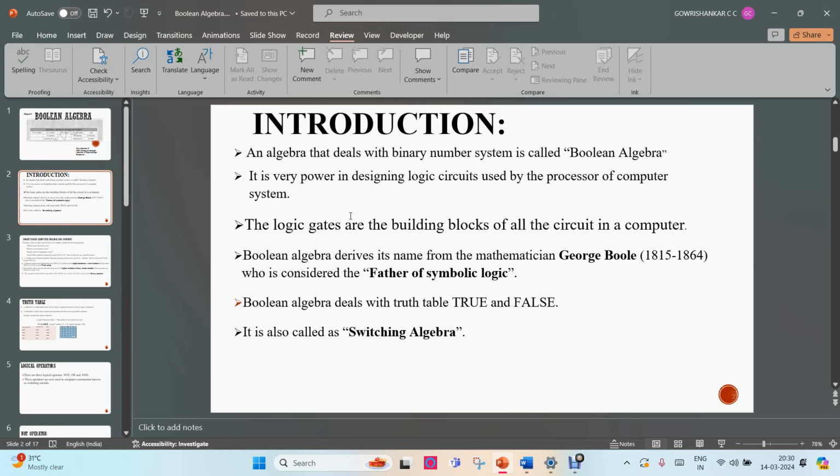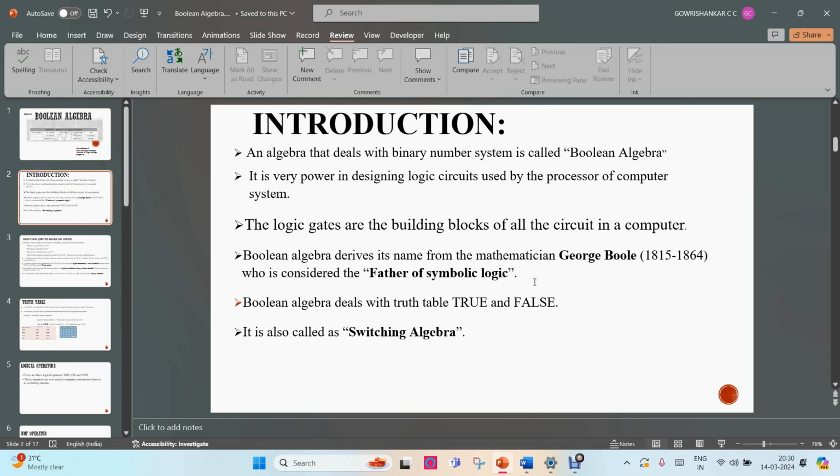The logic gates are the building blocks of the circuits of the computer. Boolean algebra is named after a mathematician. The concept came from the mathematician George Boole, 1815 to 1864, who is considered the father of symbolic logic.